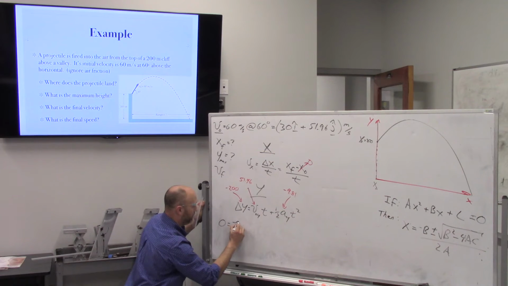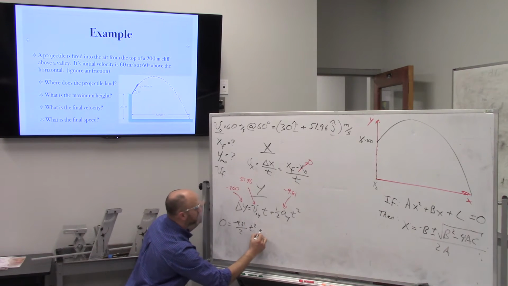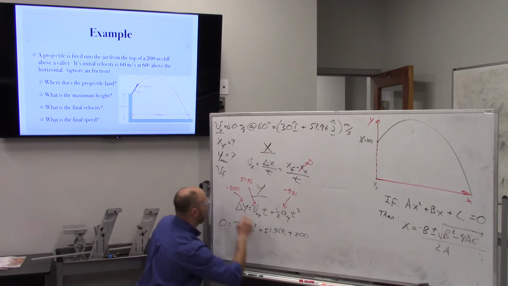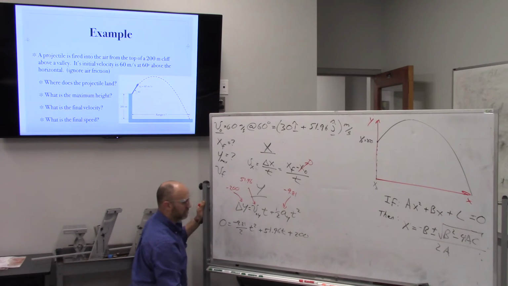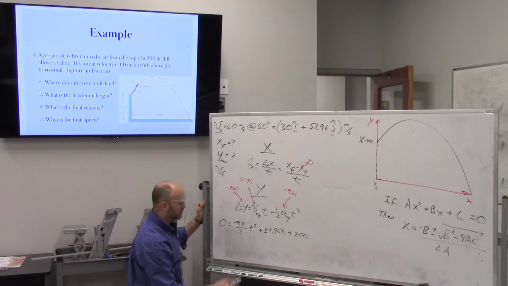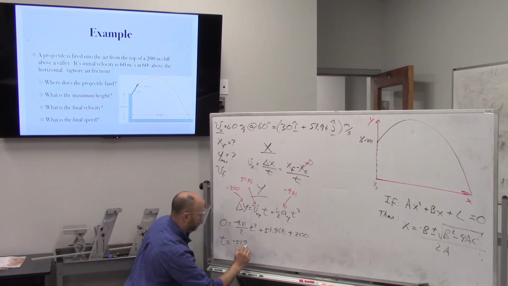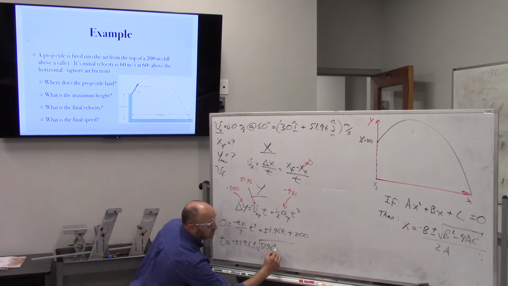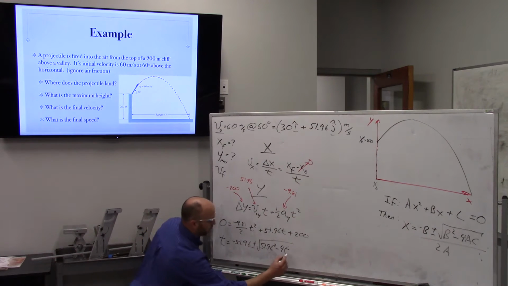So I'm going to have negative 9.81 over 2 times t squared, plus 51.96t plus 200, because it was minus and I had to add it to the other side. Well, there's your A, your B, and your C. This makes sense to everybody? So now we can say t is equal to negative 51.96 plus or minus the square root of 51.96 squared minus 4 times A, which is negative 4.905, times C.